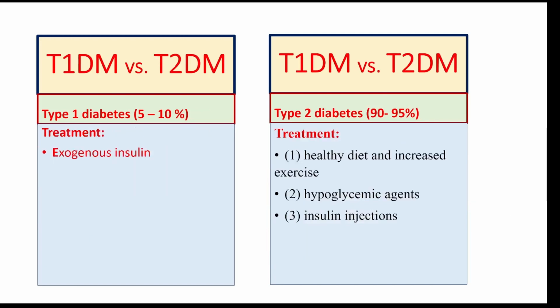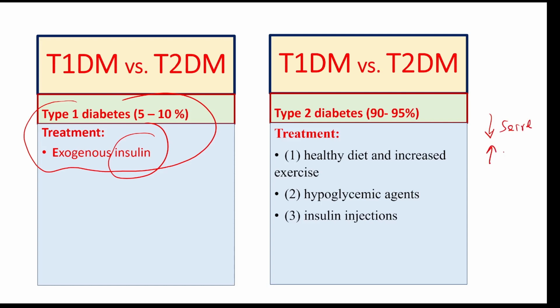Okay, regarding the treatment, you can see here type 1 diabetes, because we have no insulin, the patient needs insulin. For type 2 diabetes, we have decreased secretion of insulin, or increased resistance to insulin. So the approach will be a healthy diet and increased exercise. We have hypoglycemic agents, which could be oral or injectable. If you need more details, I have an entire lecture about diabetes. I refer you to this lecture for more information about hypoglycemic agents. At the end, the patient may need insulin injection.